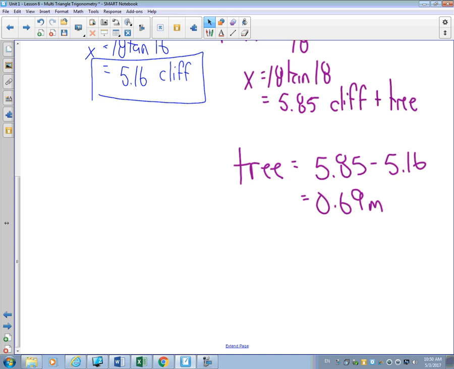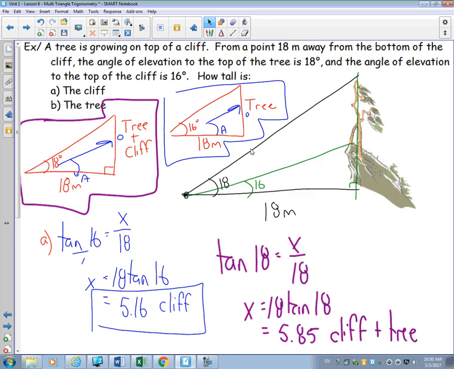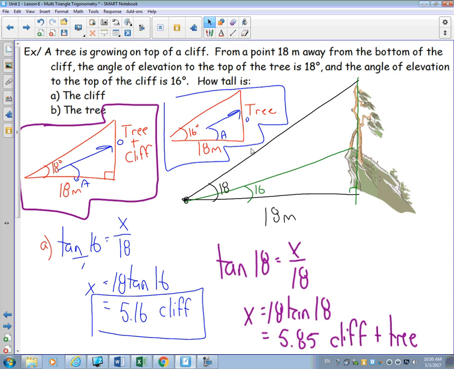So again, we had some shared things going on there. They both have the 18 at the bottom, and they actually both shared something on the far side. They had the cliff involved in both of those. Sometimes we have to add values together. In this case, we had to subtract. We have to think of that being two separate things on the right-hand side.